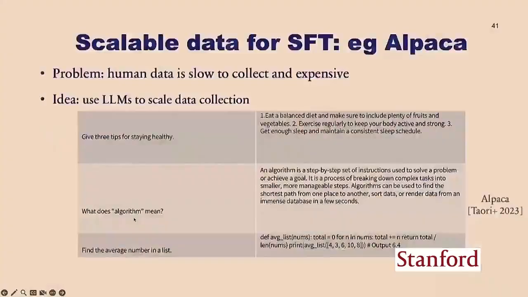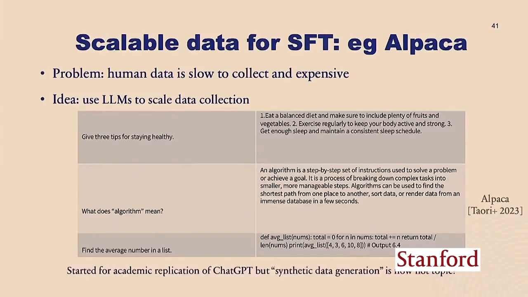And this is the type of data that we collected. So things like, what does algorithm mean? An algorithm is a step-by-step set of instructions used to solve a problem or achieve a goal, blah, blah, blah. So the data is actually pretty good, given that it was generated by LLMs from essentially 2 generations ago. That really started, at least for us, as an academic replication of ChatGPT. Now there's a big field of synthetic data generation, of how to use LLMs to make development of LLMs faster, by decreasing the amount of human hours that you need.